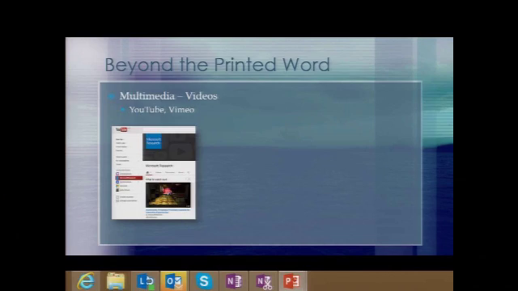Multimedia. In this generation, as I'm looking around, much younger than I am, videos seem to be much more prevalent. We're seeing that in the trends and the usage patterns and things like that.